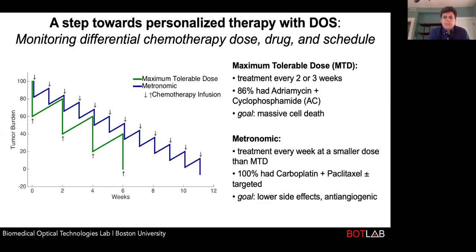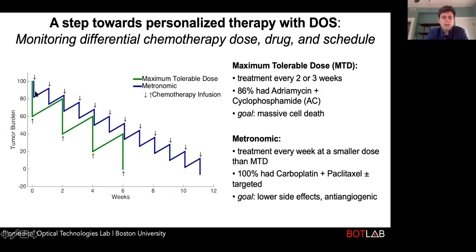So MTD, or maximum tolerable dose, is chemotherapy given every 2 to 3 weeks. And this diagram to the left shows you the theory behind it. So you give a large dose, you reduce the tumor burden. This could be a surrogate for tumor volume rapidly, but you have to give time for the patient to recover because this treatment is quite toxic. During that recovery time for the patient, the tumor may also recover and regrow, but you repeat this to the point where you try to eliminate the tumor.